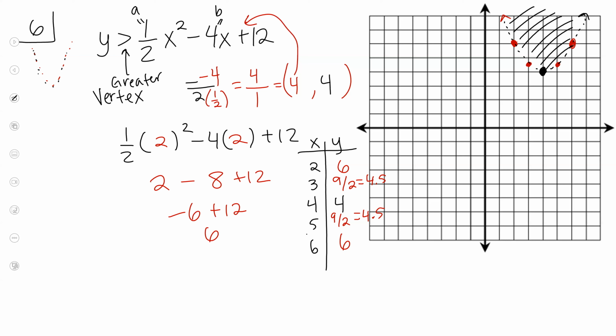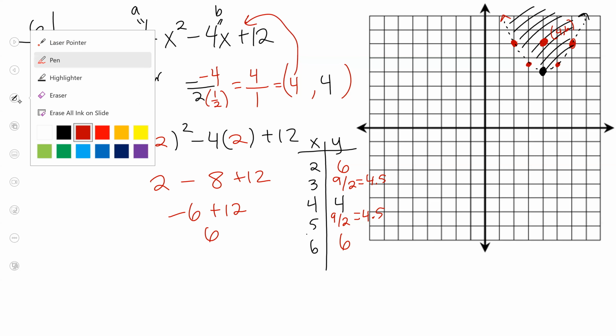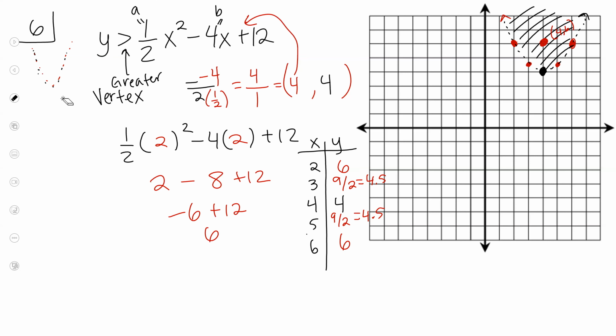Now, if you want to check your work to make sure that you shaded the correct area, we can just pick a random point. Let's say I pick this point right here. This is the point (4, 6). It's in the shaded region. So if I put 4 and 6 into my equation, it has to make sense.